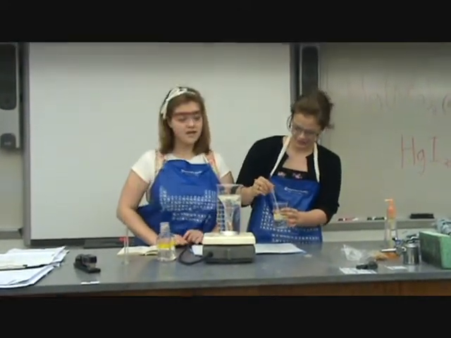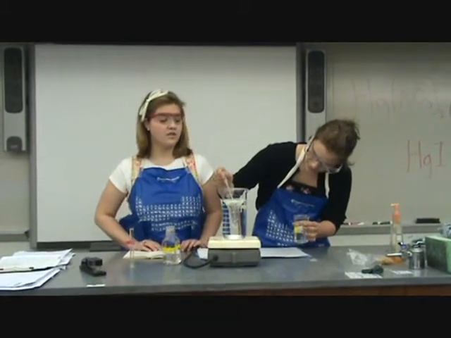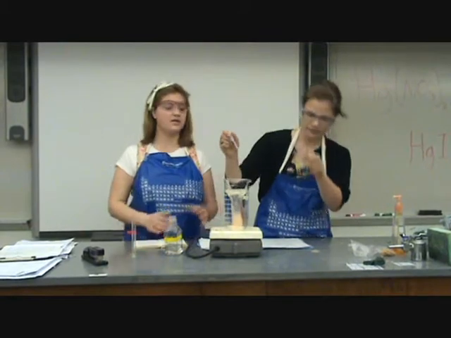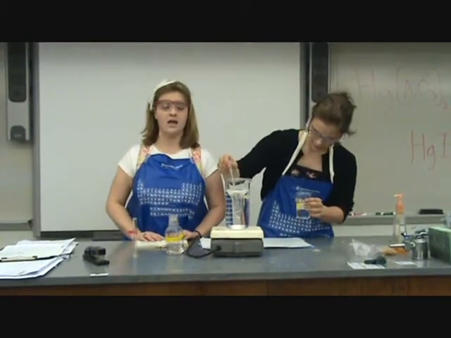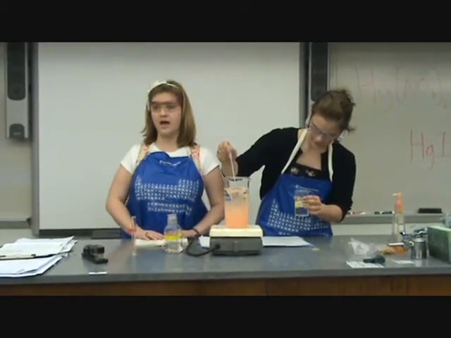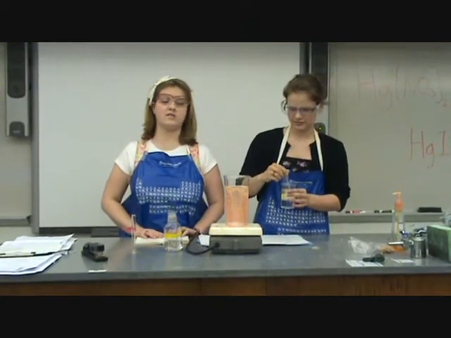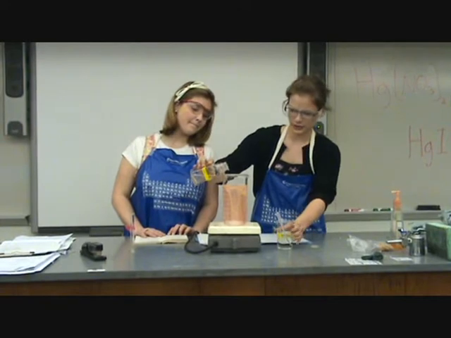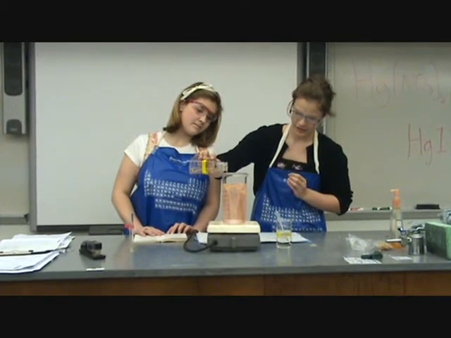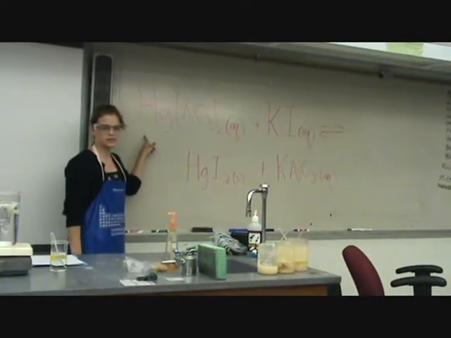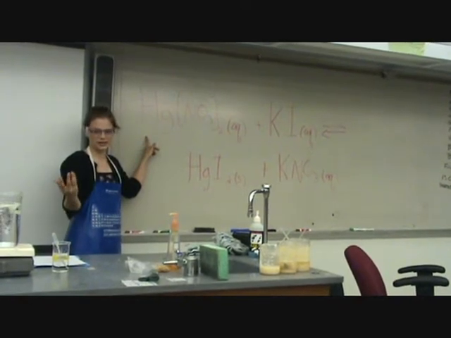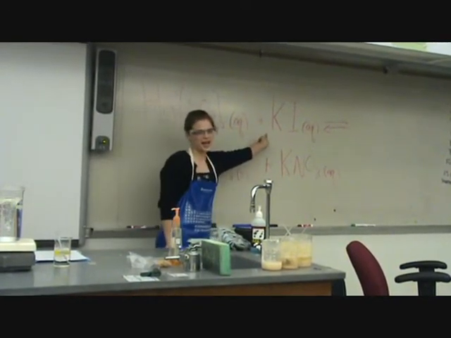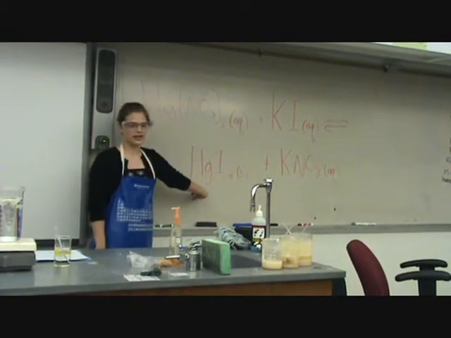So Le Chatelier's principle tells us that when we shift the equilibrium by adding something, like increasing the concentration of a reactant, which is what we're doing by adding more KI, the equilibrium of the system will shift to compensate. And in this case, it's shifting towards the products. This is the mercury 2 nitrate, which was already in the beaker, and this is the KI that we added. This is the solid that you see.